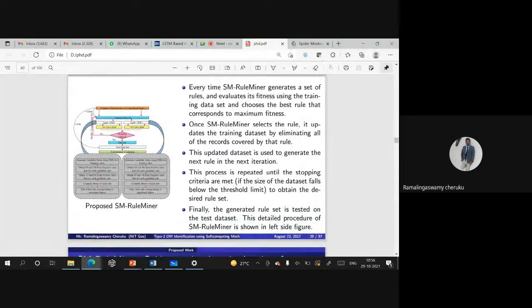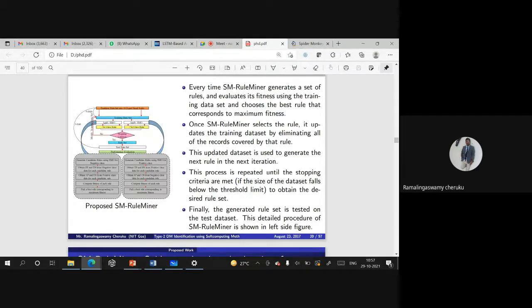So once the SMO rule miner selects the rule, it updates the training data set by removing all the records covered by that rule, or all the unsatisfied records. You can separate them also. Then this updated data set is used to generate the next rule in the next iteration. This process is repeated until there is some stopping criteria.